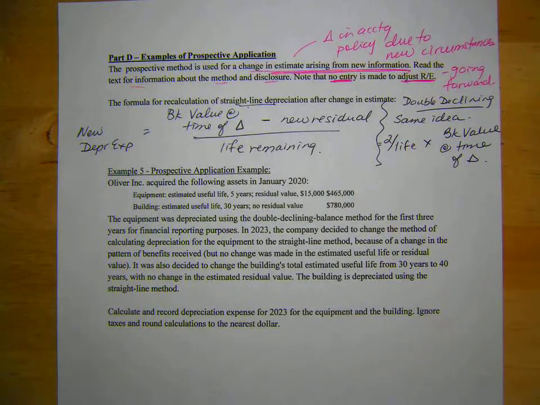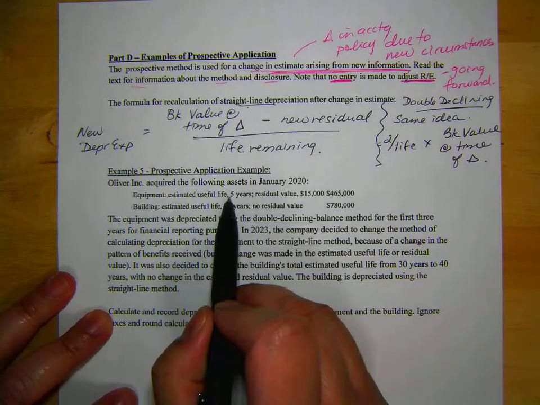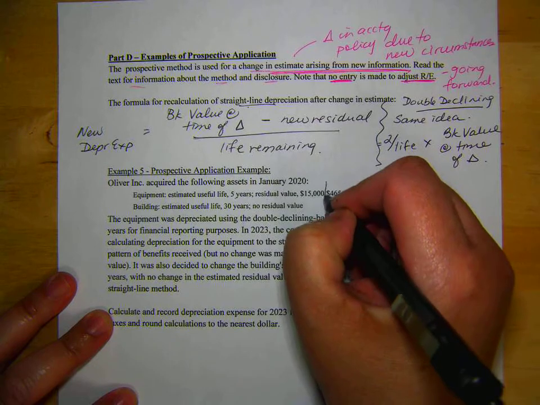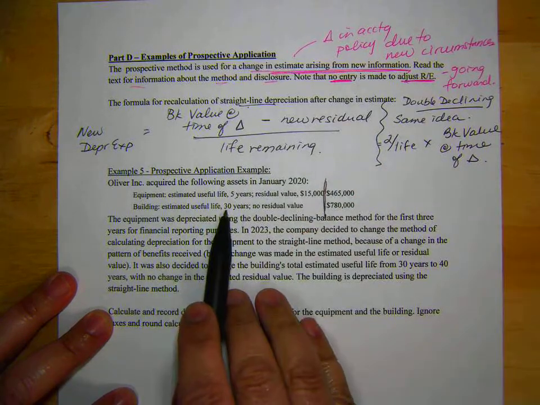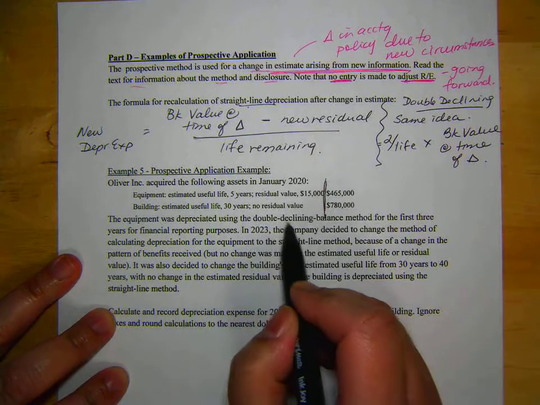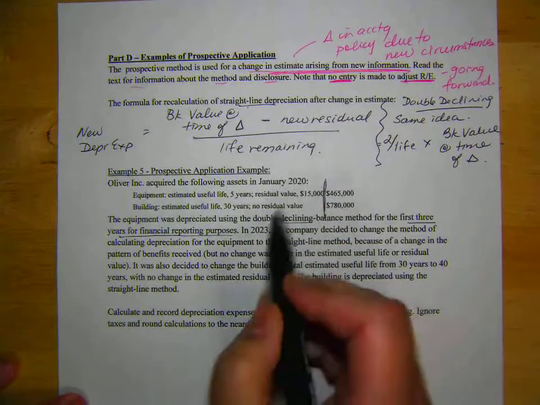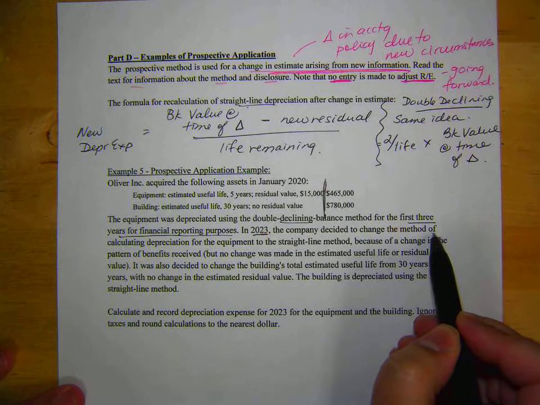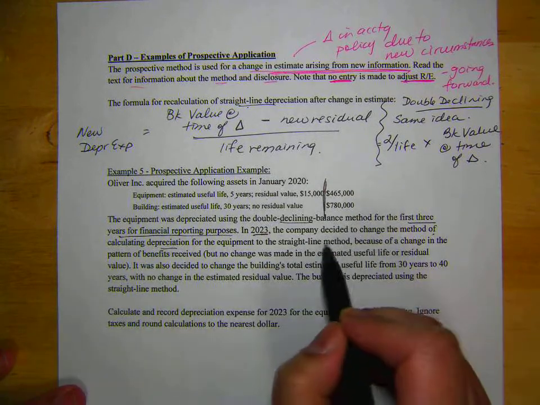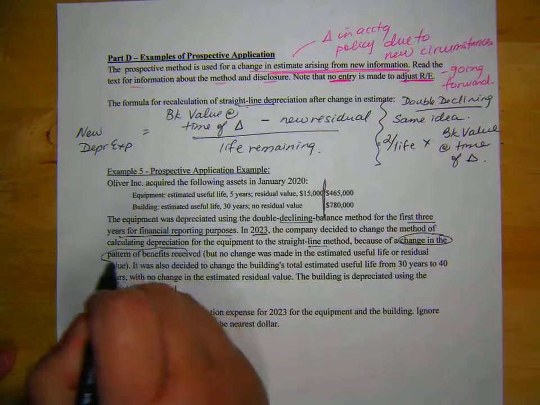So, let's do an example. Example 5. Oliver Inc. acquired the following assets January 2020. Equipment, estimated useful life 5 years, residual value 15,000. Building, estimated useful life 30 years, no residual value, and here is the cost. The equipment was depreciated using double declining for the first 3 years for financial reporting purposes. In 2023, the company decided to change the method of calculating depreciation to the straight line method because, and this is important, a change in the pattern of benefits received.